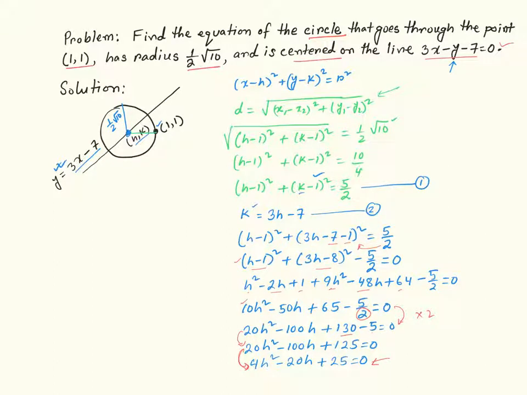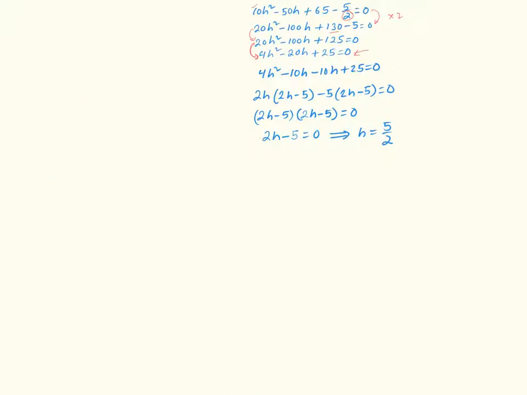Now I should be able to factor it and solve it. So if I factor it, this is what I get. I take this 4h square minus 20h plus 25, and I break it down as follows: 4h square minus 10h minus 10h plus 25. And then from the first two terms, I factor out 2h, and from the second two, I factor out negative 5.